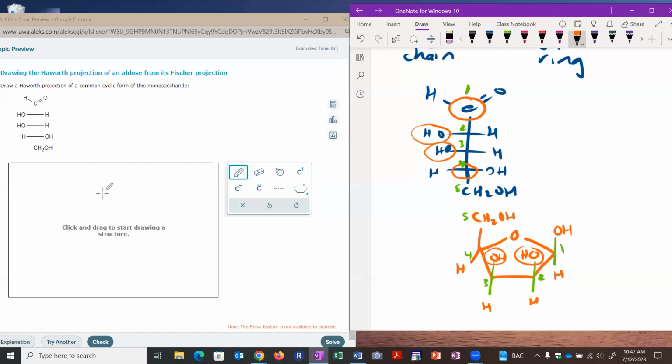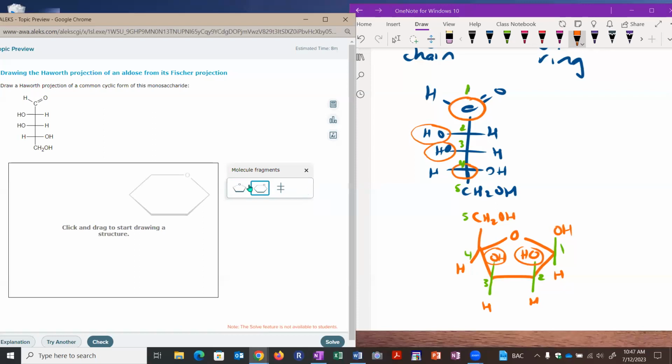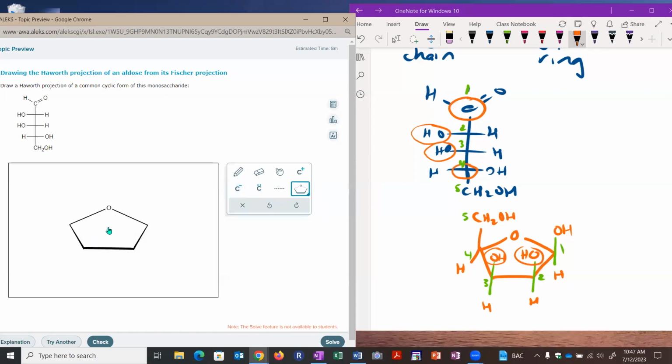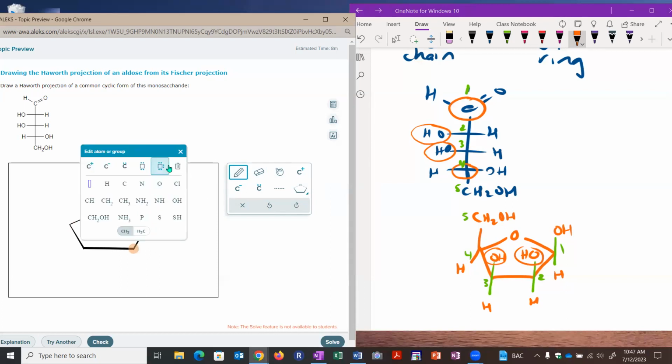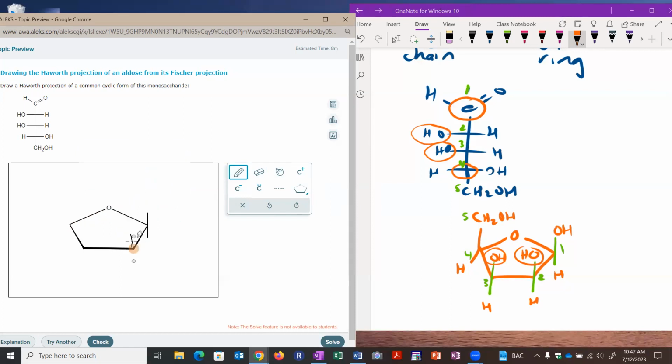So when we draw this in our ALEKS tool, we can add the molecule skeleton. There's our 5-sided or furanose ring. Put that right there, and then we can just fill in our bonds, right? So let's start on carbon 1. We have an OH, and we have an H. We'll just add those in for right now. And the good thing about ALEKS here is it kind of tells you where to put those, so it looks kind of neat.